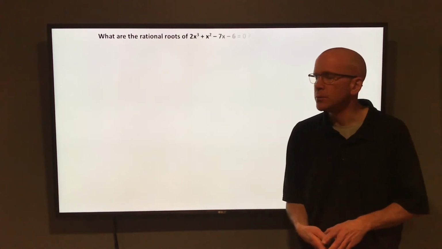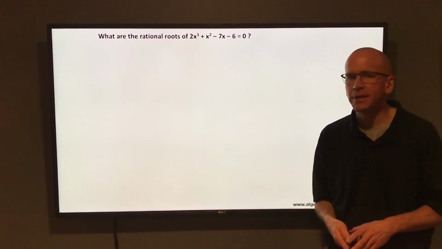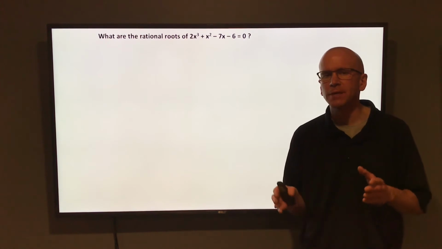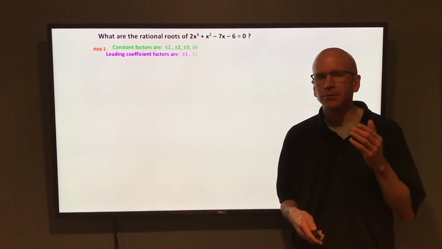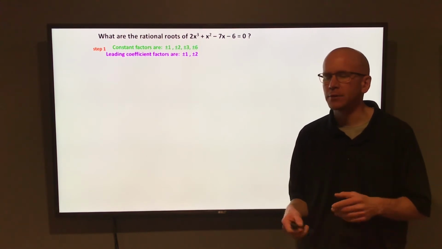What are the rational roots of 2x to the third plus x squared minus 7x minus 6 equals 0? Well, the first thing you need to do is find the possible rational roots. And those are found by taking the factors of the constant term over the factors of the leading coefficient.